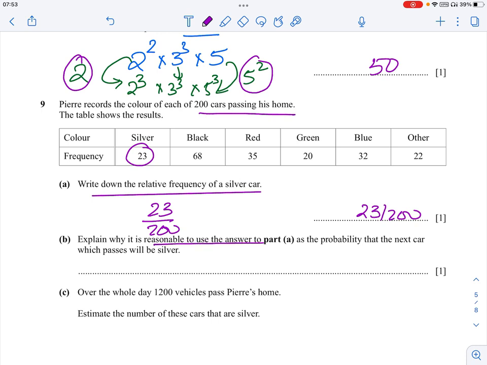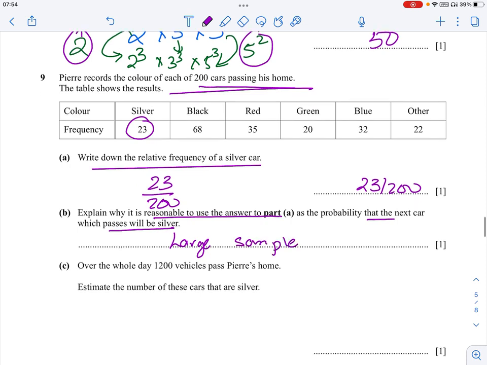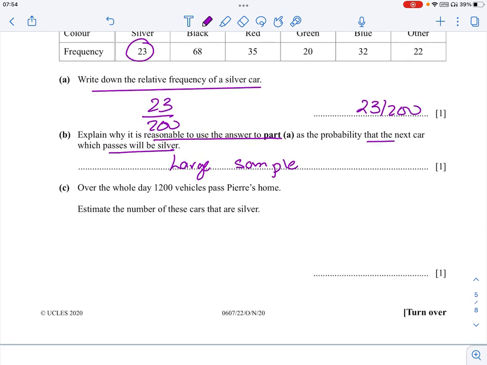Explain why it is reasonable to use part A as a possibility that the next car which passes will be a silver. Because we are using a large data, as we are using a large sample. If at all it is with a small sample, it is not possible. When the large sample is there, the prediction becomes much more meaningful.